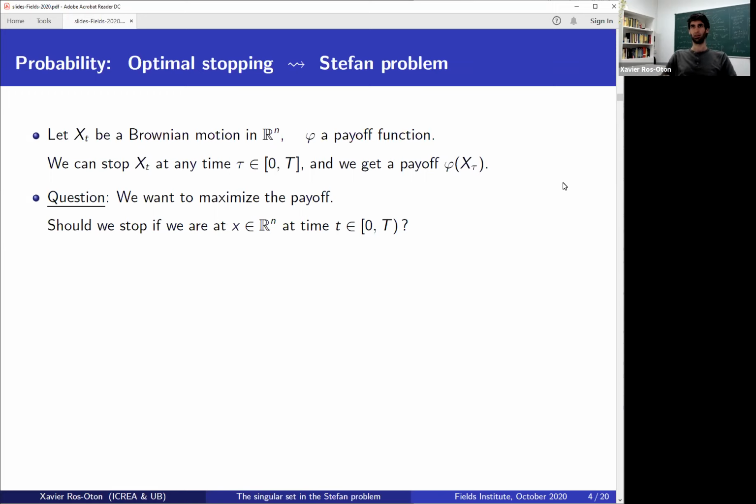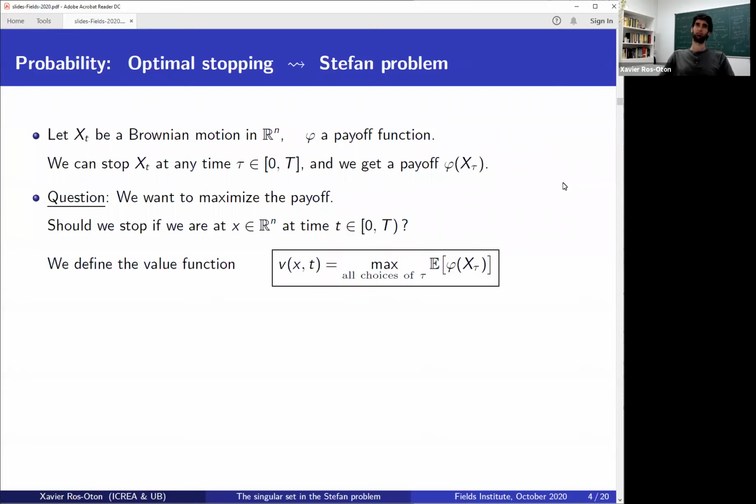It has an optimal strategy. To find the answer to this question, you define the value function, v of x and time, which is the maximum expected payoff. Among all possible stopping time strategies, tau is really a strategy, what is the best expected payoff that I can get by looking at the future? I don't know how it will evolve. I only know that it's a Brownian motion.